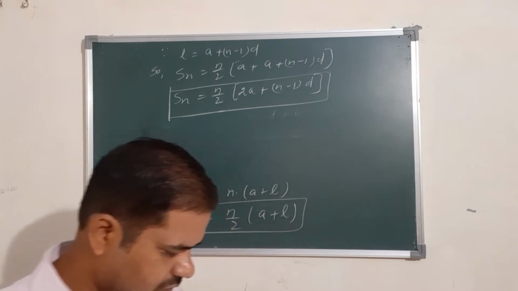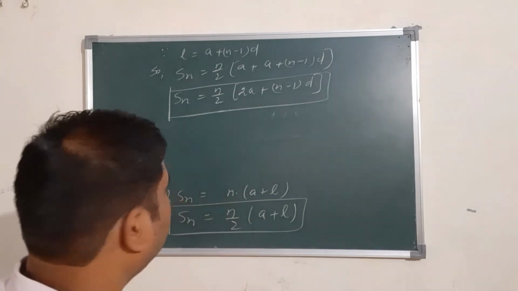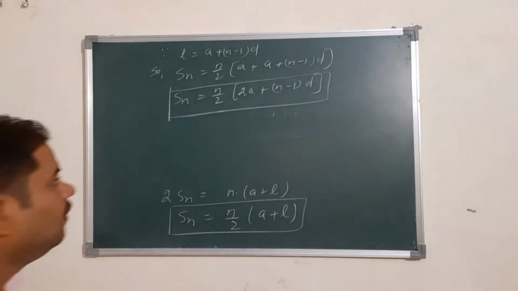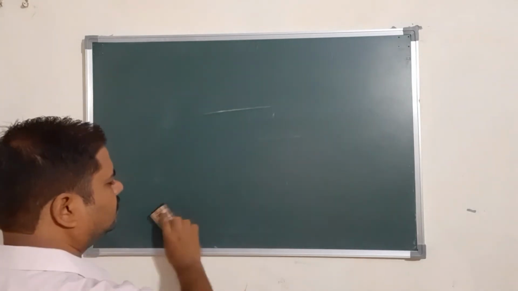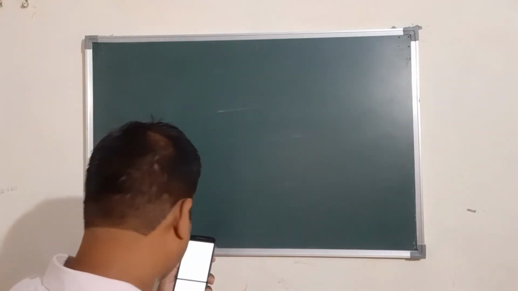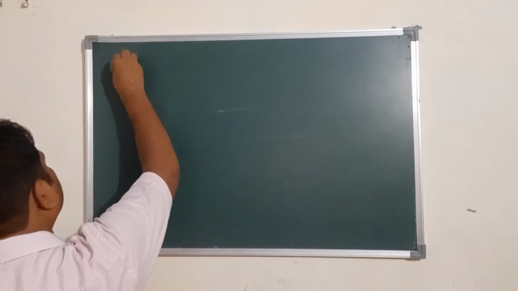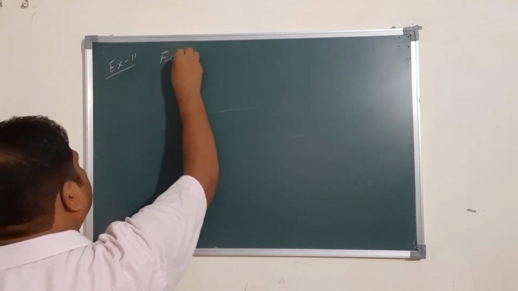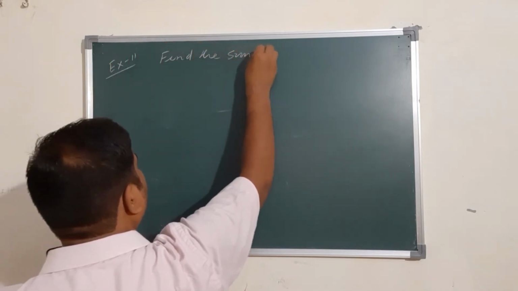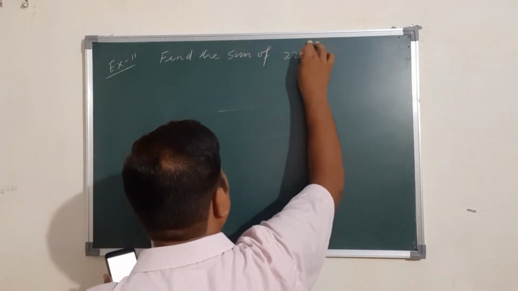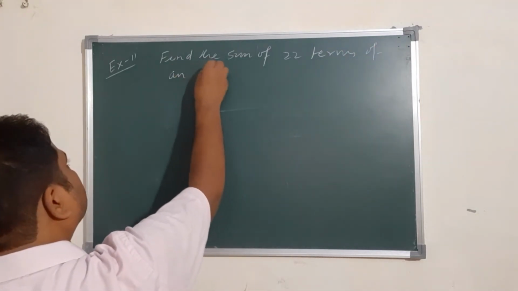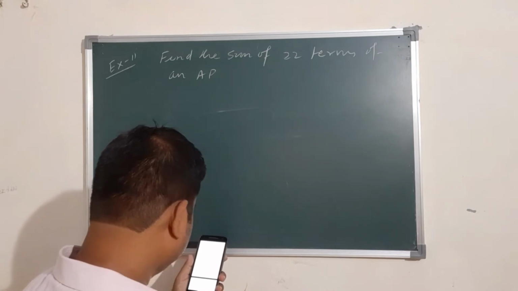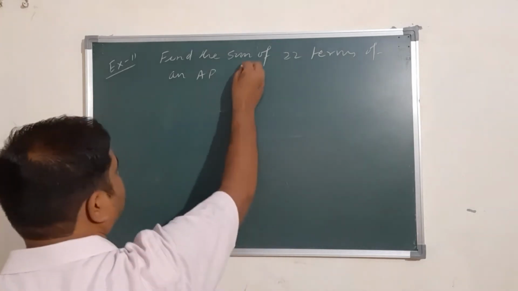Example number 11. Find the sum of 22 terms of the AP 8, 3, minus 2, dot dot dot.